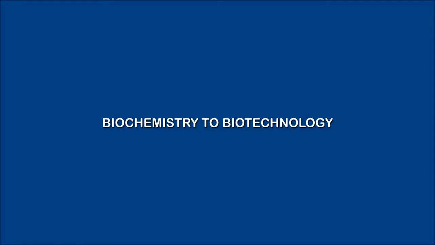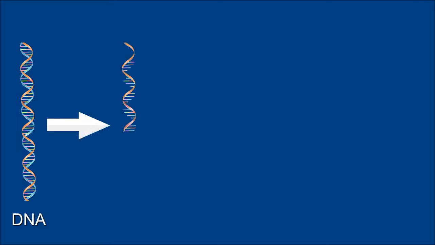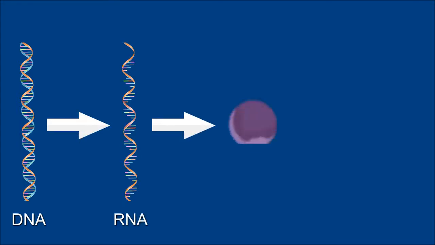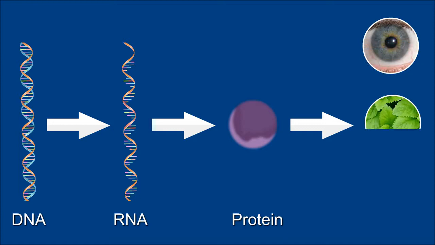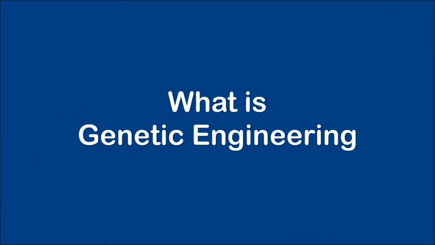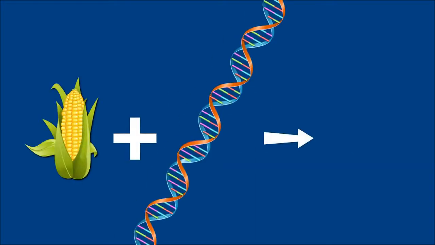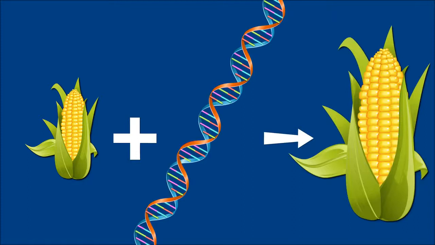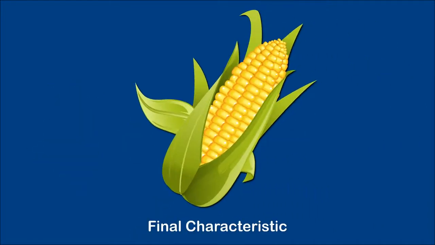Biochemistry to biotechnology. We have seen that in any living organism, DNA, a chemical, is the instruction manual which determines the different traits and characteristics of the living organism. Now, genetic engineering, a biotechnological process, can be used to manipulate this DNA code and hence change the final characteristic.